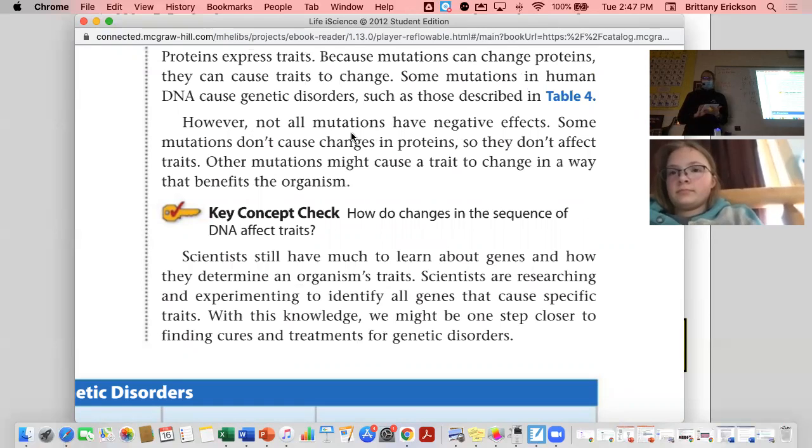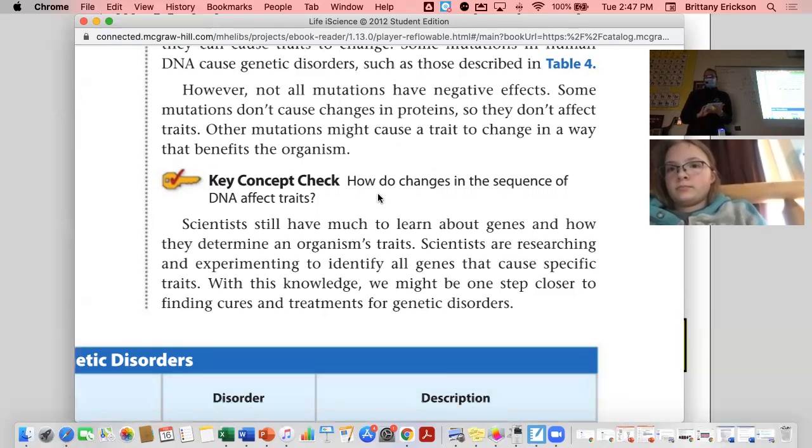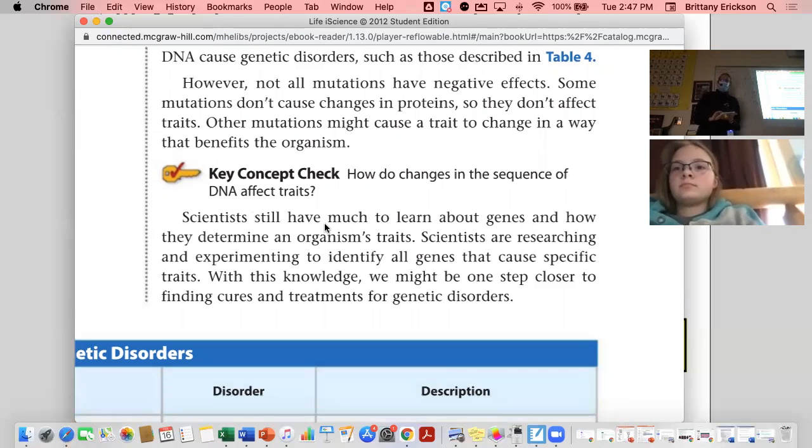However, not all mutations have negative effects. Some mutations don't cause changes in proteins, so they don't affect traits. Other mutations might cause a trait to change in a way that benefits all. thank you. Scientists still have much to learn about genes and how they determine an organism's traits.